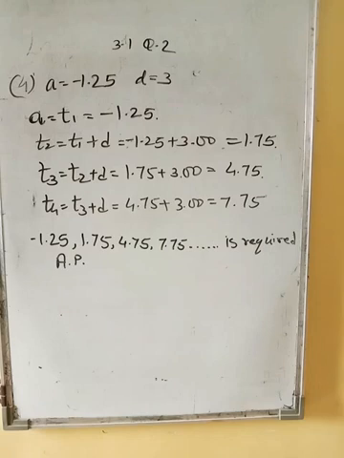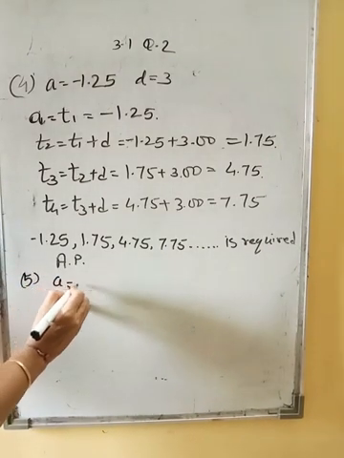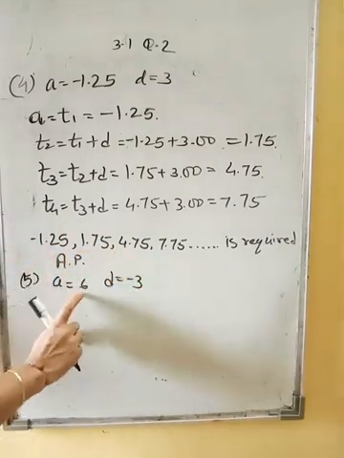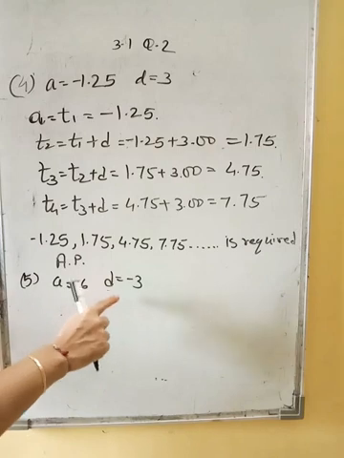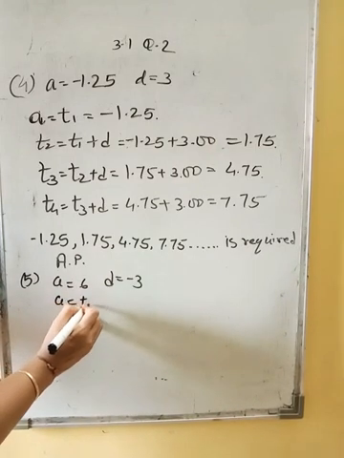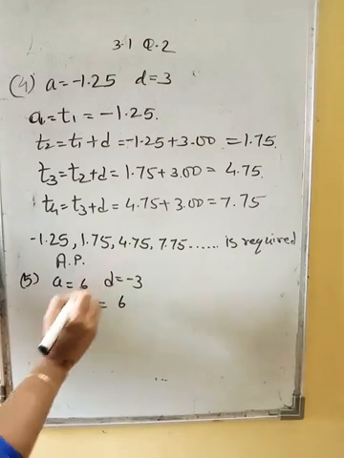Fifth one. A is equal to 6 and D is equal to minus 3. Here now this is positive term and this difference is negative. So all the time you are going to take care. Addition, subtraction you should be clear. So first term is 6, no problem.